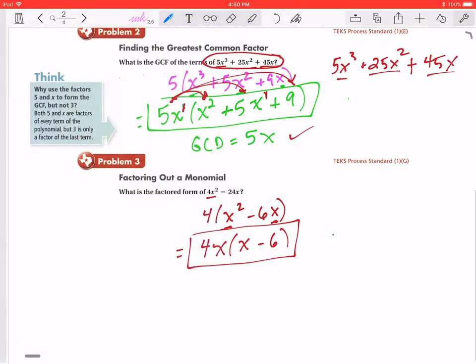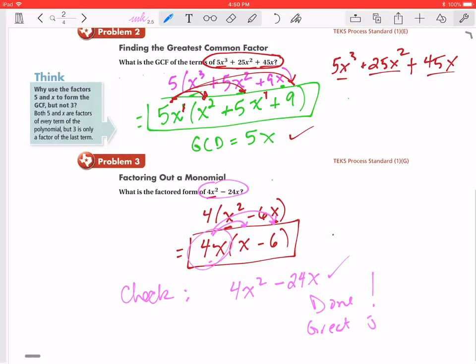And now let's check ourselves. So let's distribute this back. We're going to distribute our monomial, the degree 1 term, back in. So I'm going to say 4x times x, that's going to give me 4x squared. 4x times negative 6, 6 times 4 gives me 24, so that's going to be minus 24x. I'm going to check it back to my original expression. So 4x squared, negative 24x, negative 24x. So that is my check. I'm good. So I am done. Good job. Great job.